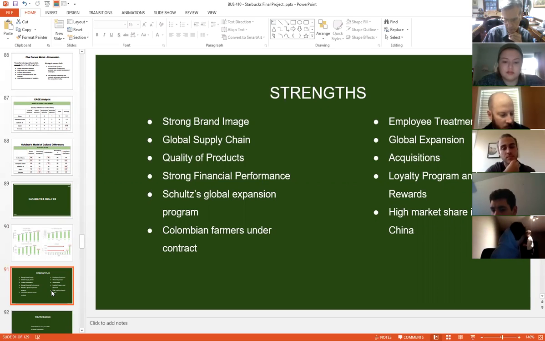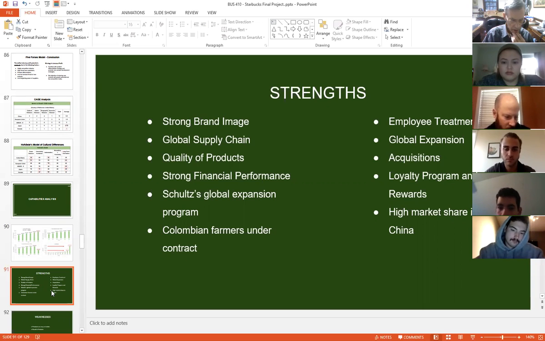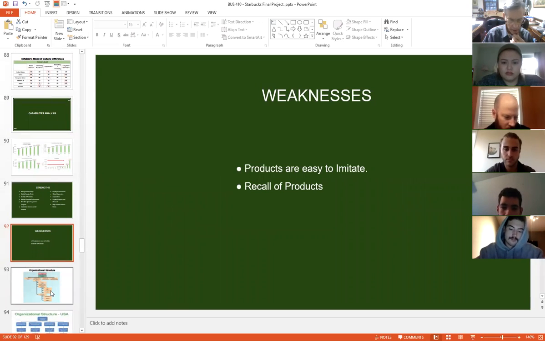This is the reason why they have a high market share in China: last year, Starbucks' biggest competitor in China went basically bankrupt due to some accounting scandals. I think you've got a slide on that, don't you? Yeah, later on, yes. Luckin, yeah. Okay. So weaknesses: products are easy to imitate, and there was a recall of products back in 2015. It was just a limited amount of products, but I felt it was important to include this in this slide.